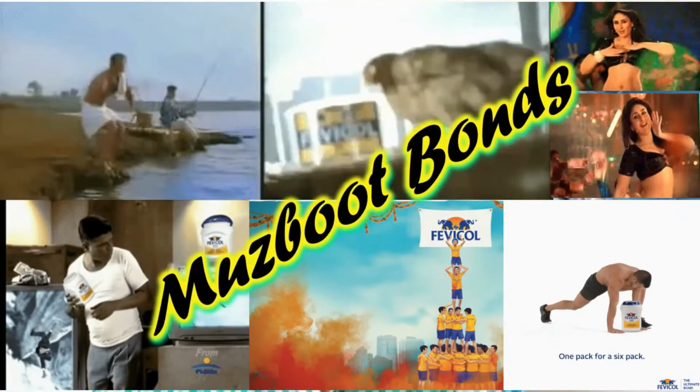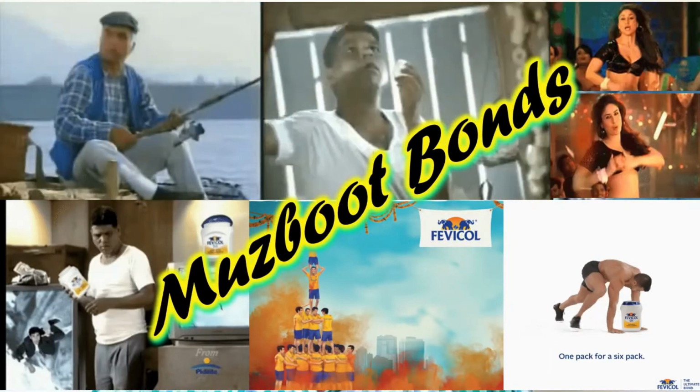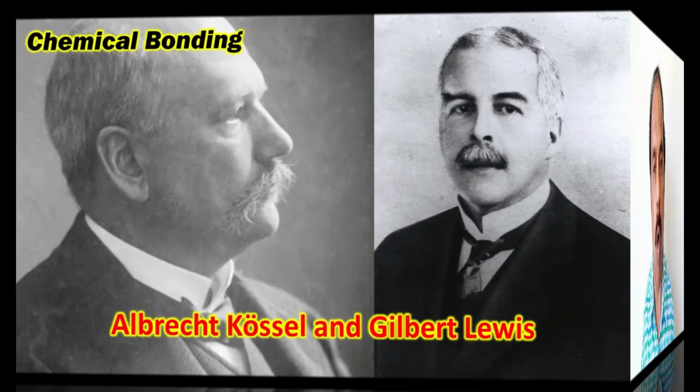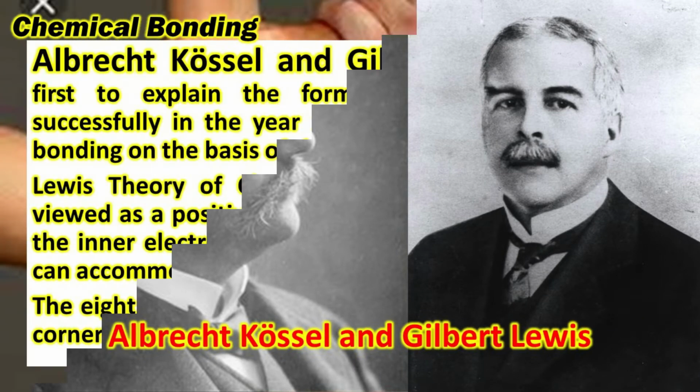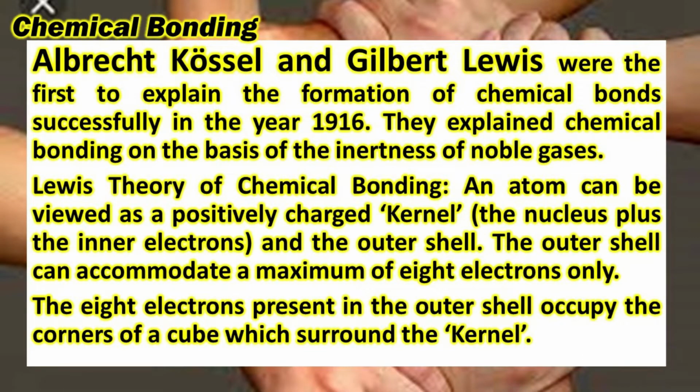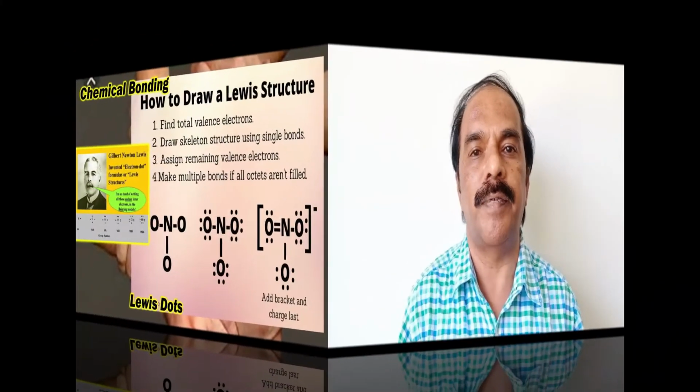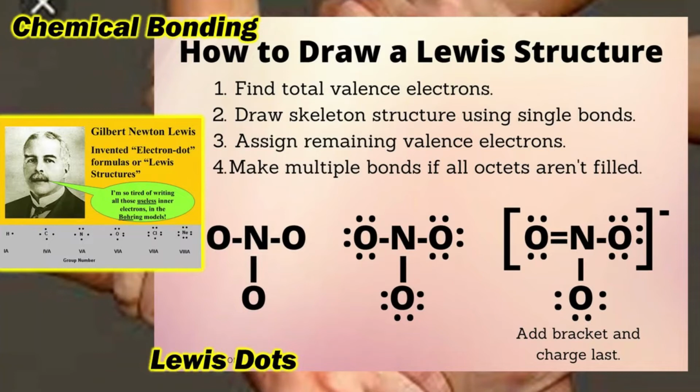There are a number of types of chemical bonds. In this video, I'll explain the basic types of chemical bonds. It was Lewis and Kossel who for the first time explained the chemical bonds in detail in 1916. They have given the theories of chemical bonding.